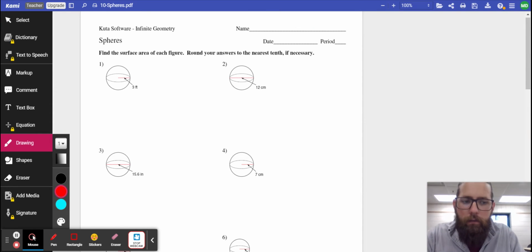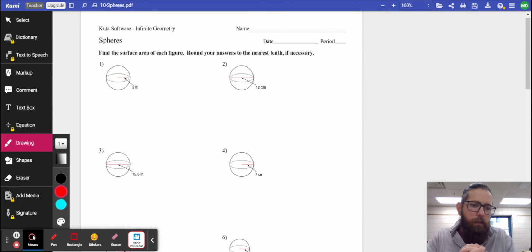Hey everybody, today we're going to be talking about spheres, and we're going to be finding two things about them. We're going to be finding surface area of a sphere, which is like the area of the outside of a ball. Like if you needed to cover it with paper, how much paper would you need? And then the second thing we're going to be finding with spheres is something called volume, which is like how much water can it hold?